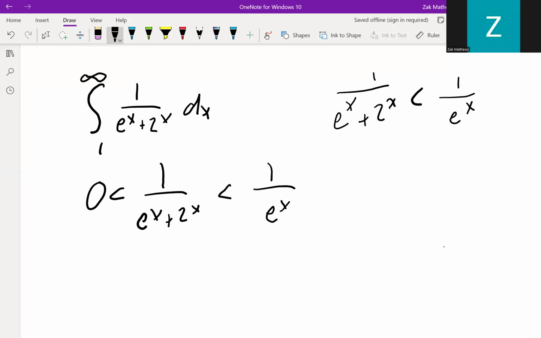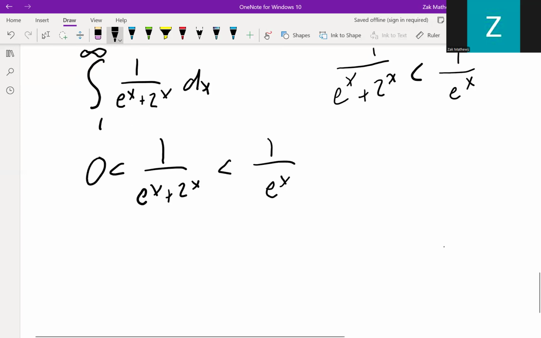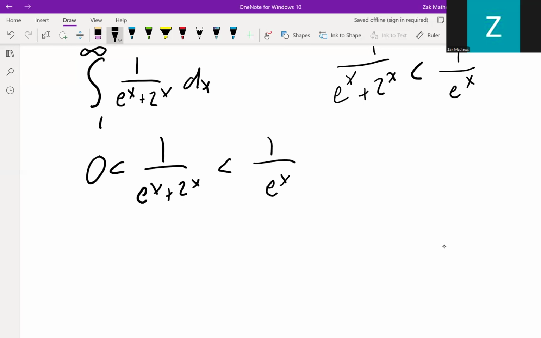Anytime you make your denominator smaller, you make the fraction as a whole bigger. If you make your denominator bigger, you make the fraction as a whole smaller. So I have a true inequality. I know it's greater than 0. I'm going to integrate 1 to infinity of 1 over e to the x dx.